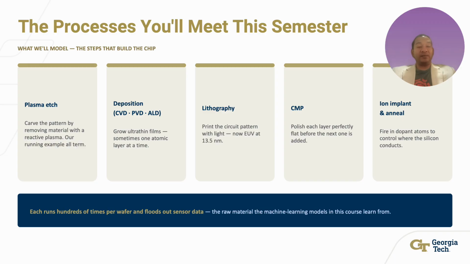Lithography prints the pattern with light, now using EUV. CMP, which stands for chemical mechanical planarization, polishes away the layer flat before the next. And ion implantation fires dopant atoms into the silicon to control where it conducts. Every one of these runs many times per wafer and produces a flood of sensor data, and that data is what the machine learning models in this course will learn from.